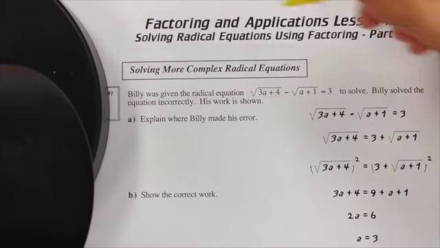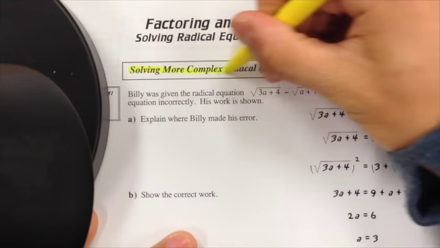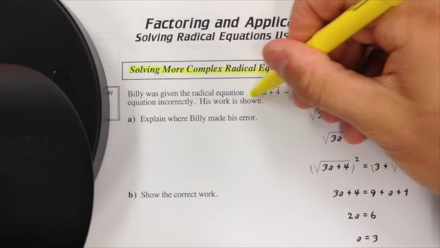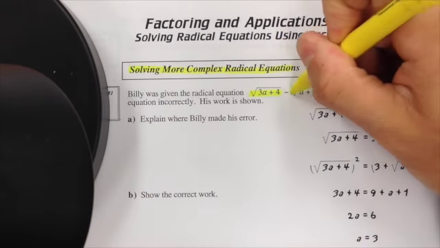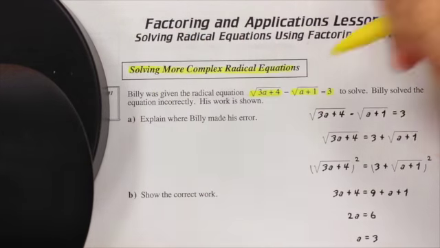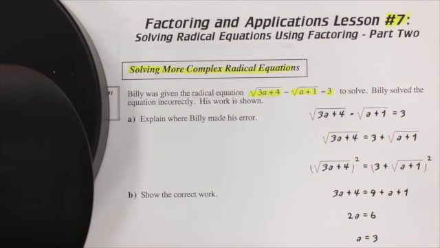All right, so at this point, we are solving more complex radical equations. Okay, so this is lesson number 7. Now, Billy was given the radical equation, square root of 3a plus 4 minus the square root of a plus 1, and that's equal to 3. Billy solved the equation incorrectly, so his work is shown here. Now, the first thing we need to do is explain where Billy made his error.